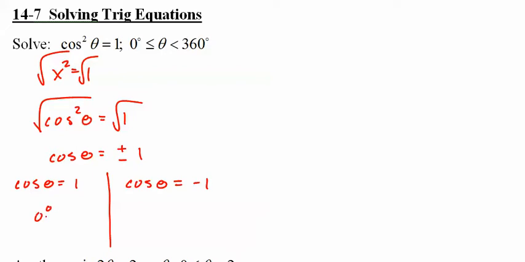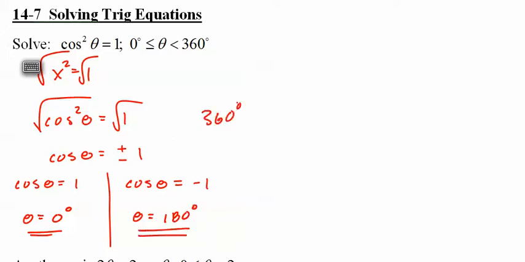0 degrees. Where does cosine of theta equal negative 1? 180 degrees. How come we can't use 360 degrees? Because it was given to us in the problem. That's why we made it degrees. That's why we can't use 360.